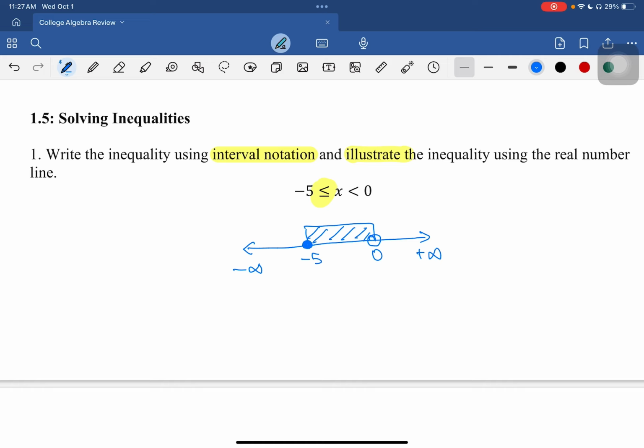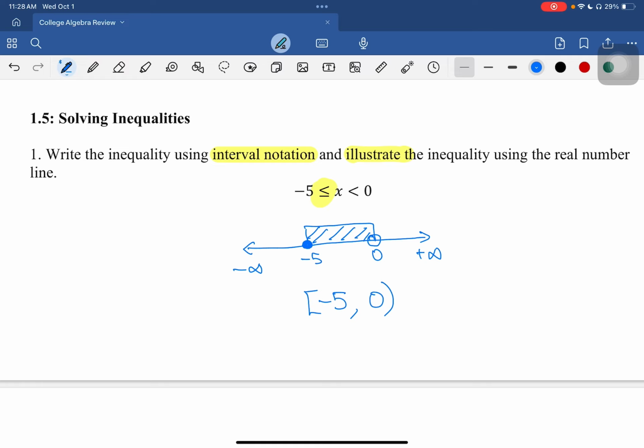When writing the solution in interval notation, we always record from left to right what we shaded. We shaded from -5 included up to 0 not included. Therefore, the interval notation is bracket -5, 0 parenthesis.